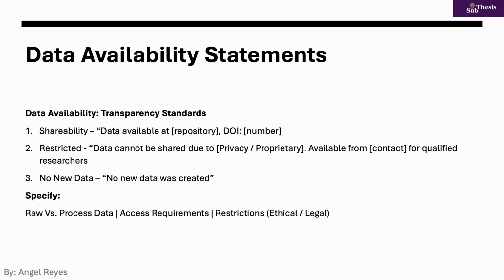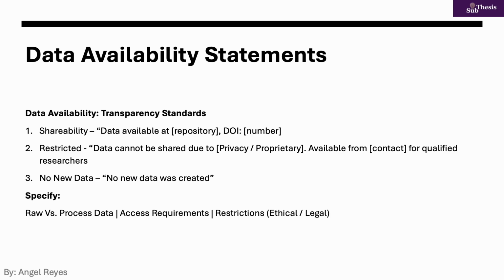Data availability statements are becoming mandatory, reflecting science's push toward openness and reproducibility. But what you write depends on your data's nature. For shareable data: data are available at repository under DOI number. Include any access requirements. For restricted data: data cannot be shared publicly due to reason, privacy, proprietary, etc. Data are available from contact committee for researchers who meet criteria for access. For no new data: no new data were created or analyzed in this study.